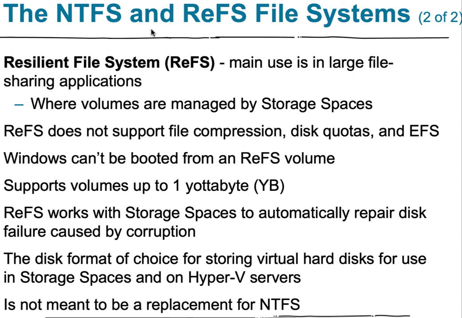ReFS can repair minor problems with the file system automatically and supports volume sizes up to 1 yottabyte, a trillion terabytes. ReFS works with storage spaces and can automatically repair disk failure caused by corruption, whether from software or hardware problems. Unlike other fault-tolerant disk options, such as RAID 1 and RAID 5, that can only recover from failures, ReFS can also correct some types of data corruption automatically. This capability, when used with storage spaces, allows building highly reliable and scalable disk systems without using RAID disk controllers and the sometimes wasteful disk allocation schemes that RAID configurations require.